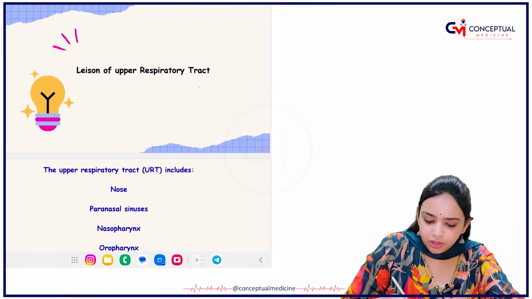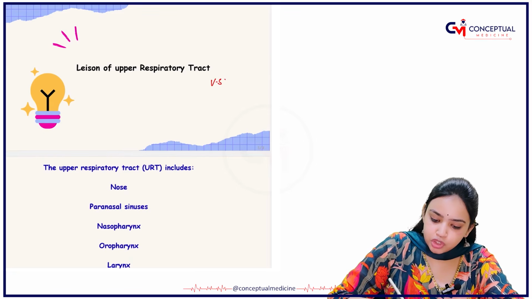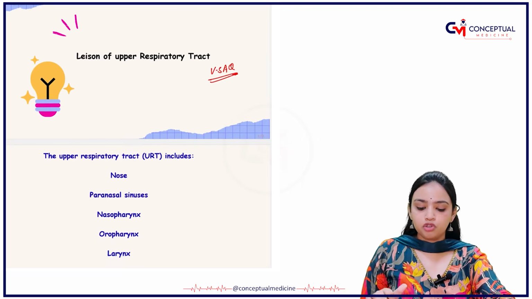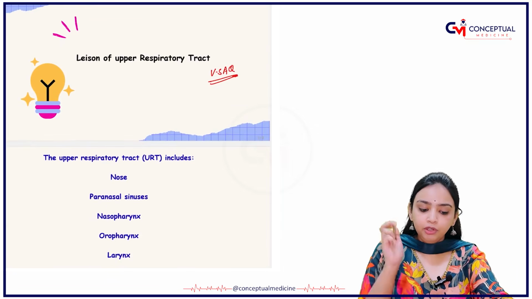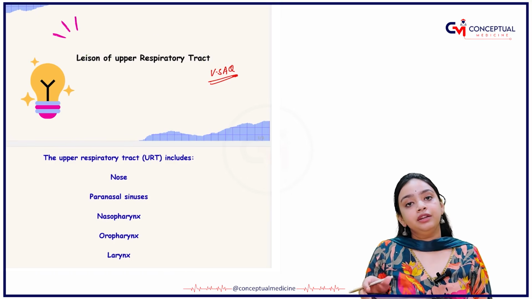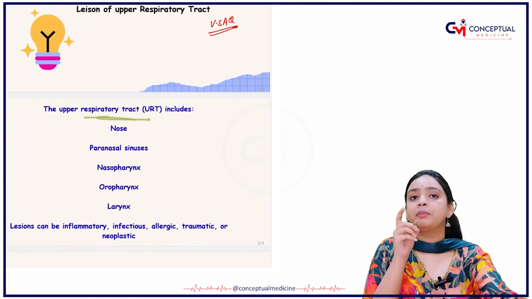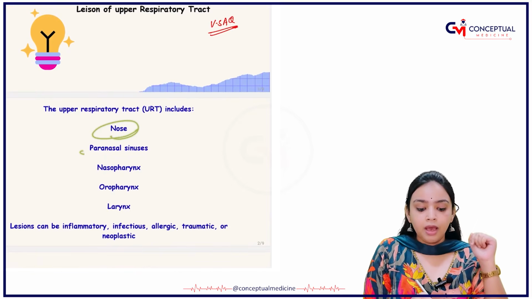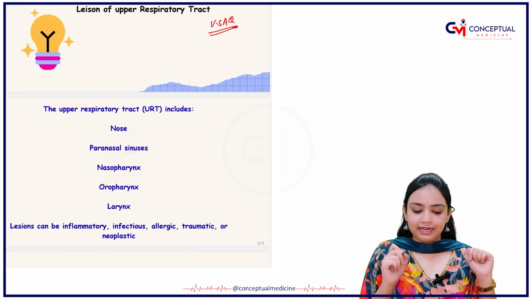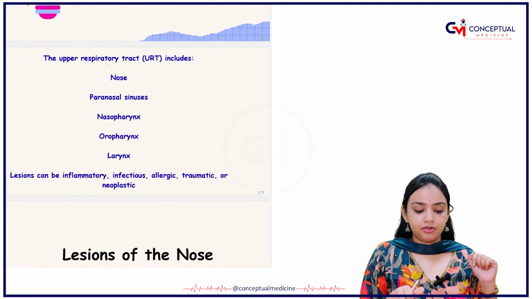Today we will study a topic which will be asked as a very short kind of question. So you have to read this topic from that perspective, and the topic is lesions of upper respiratory tract. So let's study. What are the things you have in your upper respiratory tract? You have nose, paranasal sinus, nasopharynx, oropharynx and larynx. These are the things that are there in your upper respiratory tract.